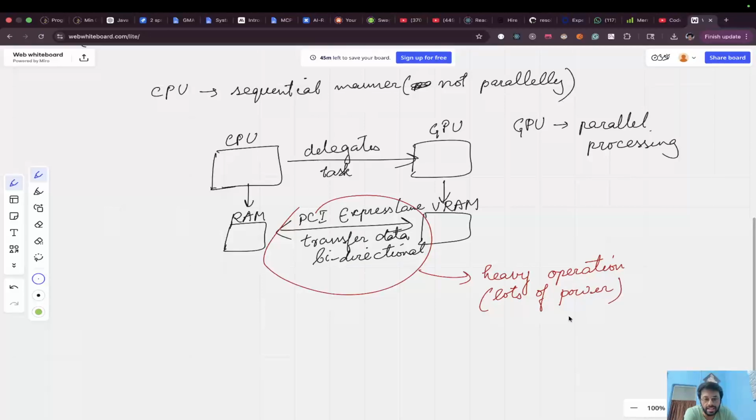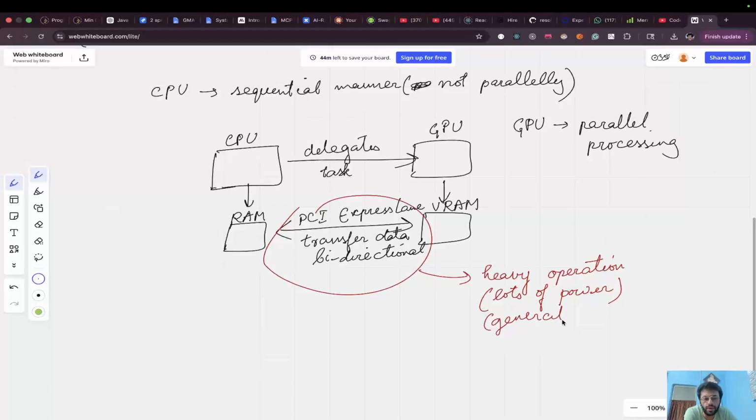Since it requires lots of power, lots of electricity, this depletes the battery of Windows laptops very quickly. And it also generates a lot of heat.